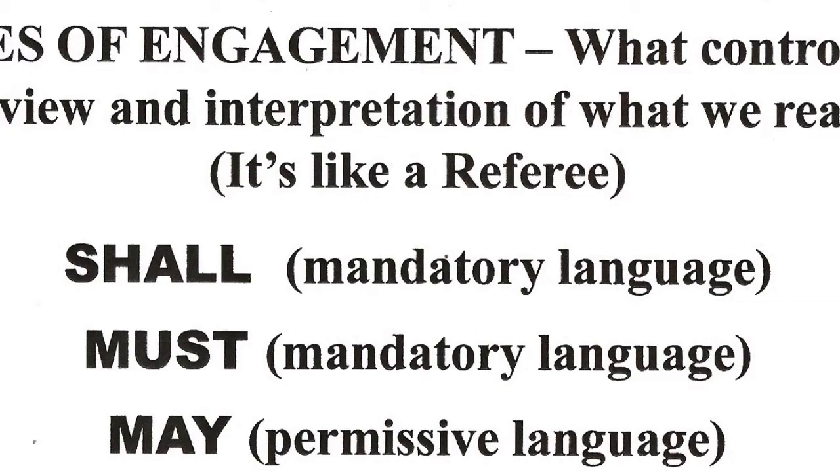Okay. May is permissive. You can if you want to. If you don't want to, that's fine too. May is permissive language. And when you see the word may, you're going to circle that because the entire sentence hinges upon that one auxiliary verb. And you have to be able to interpret, well, how do I apply? What is that rule of engagement for the rest of this reading? How do I apply the word shall, must, or may? Okay?